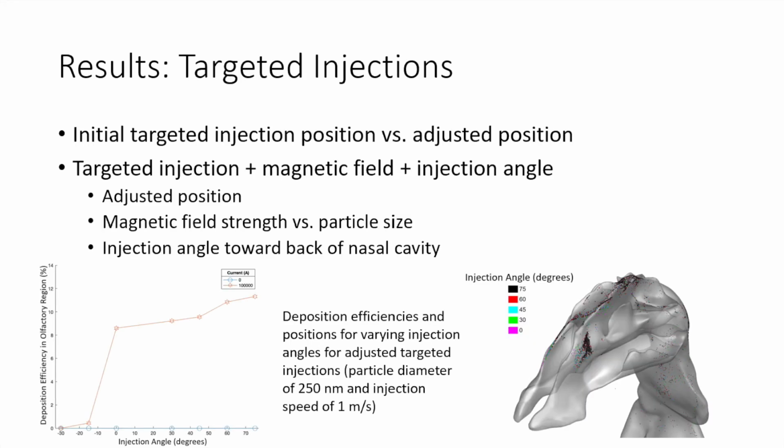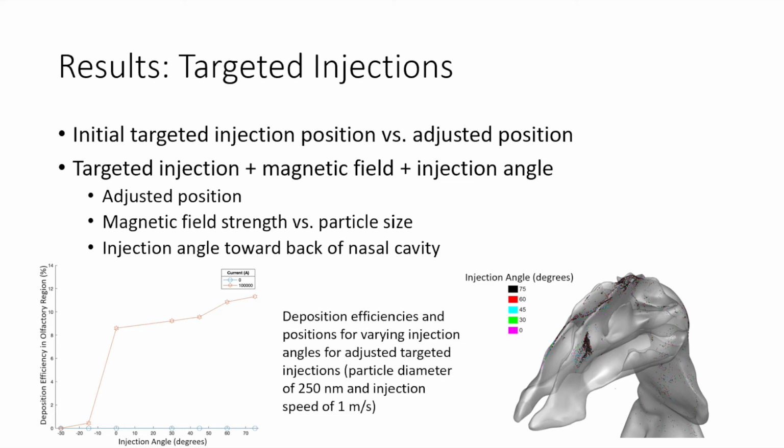Next, targeted injections were tested. For the uniform injections, all of the particles reaching the olfactory region originally were injected from the front of the nasal inlets, so I applied spray cone injections from the front of the inlets as well as from another adjusted position near the middle of the inlets. When particles were injected from the front of the nostrils, the efficiency increased significantly even without magnetic fields. Around 4% efficiency was achieved for the best cases, compared to uniform injections which had less than 1% efficiency.